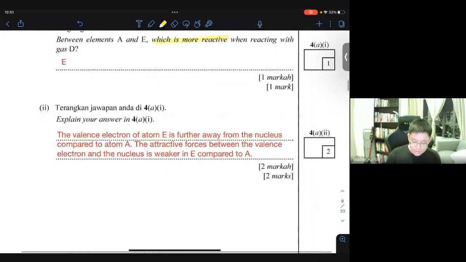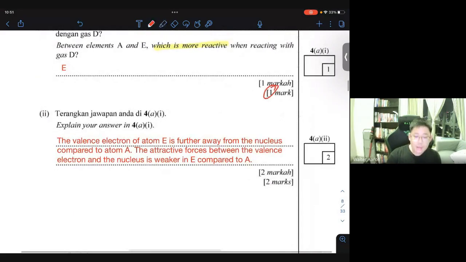But the question is why, right? Because I asked you to explain why. So you write E over there, you get 1 mark already. But they want you to answer why also. Explain why E is more reactive than A. So the answer is very simple, because you see the size of the atoms is different. E has a larger atomic size, A has a smaller atomic size. So therefore, I would say the protons in the nucleus of A can hold on tightly, or should I say, the attractive forces between the nucleus and the valence electron in A is stronger compared to E. Because the atom is smaller, the valence electron is closer towards the nucleus for A.